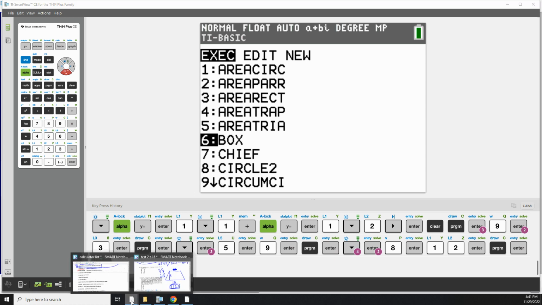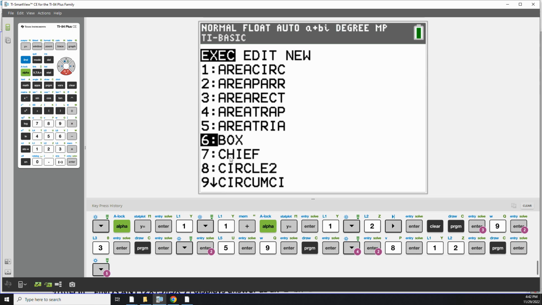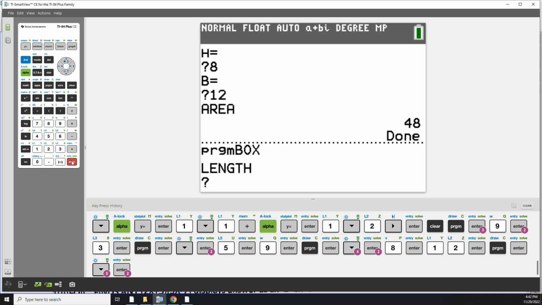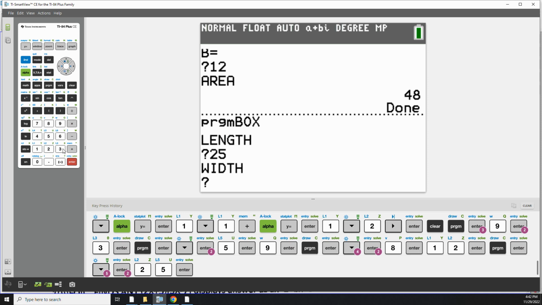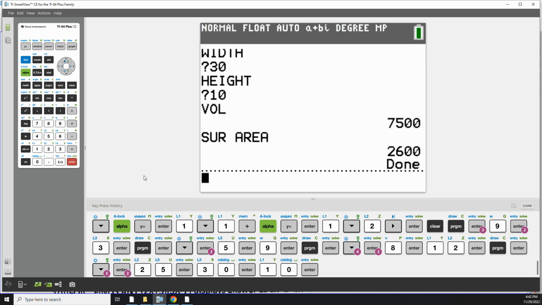After area of triangle is what? Box. Box is, well, we're in a box. It's a room with a what? A length of 25 feet, a width of 30 feet, and a ceiling height of 10. Volume and surface area. Volume, of course, stands for how much water would fill the box. Surface area is if I painted all the walls. You with me? They love box.